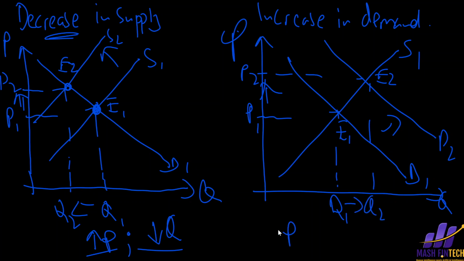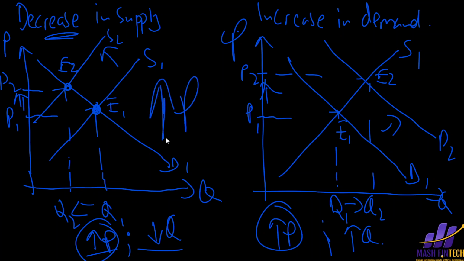So there's an increase in price here, and there is an increase in quantity. The price and the price, they both go up on the different graphs. So you know for sure that your price will definitely go up. However, the quantity goes down here, the quantity goes up here.